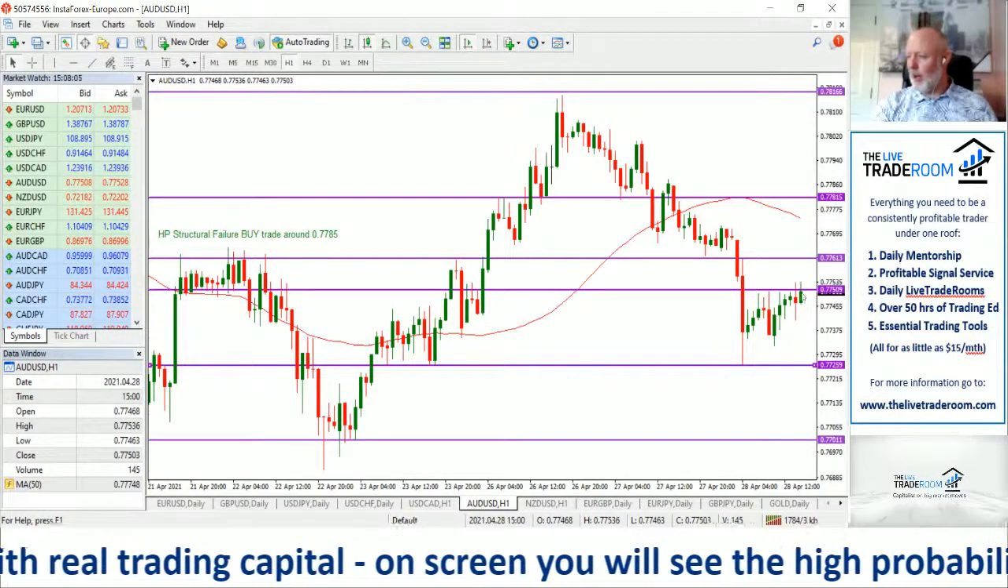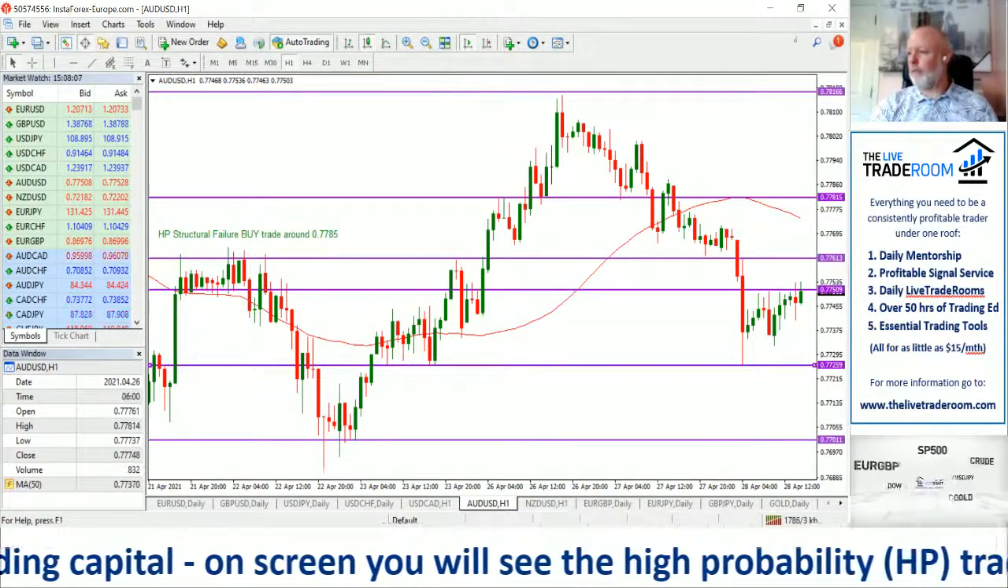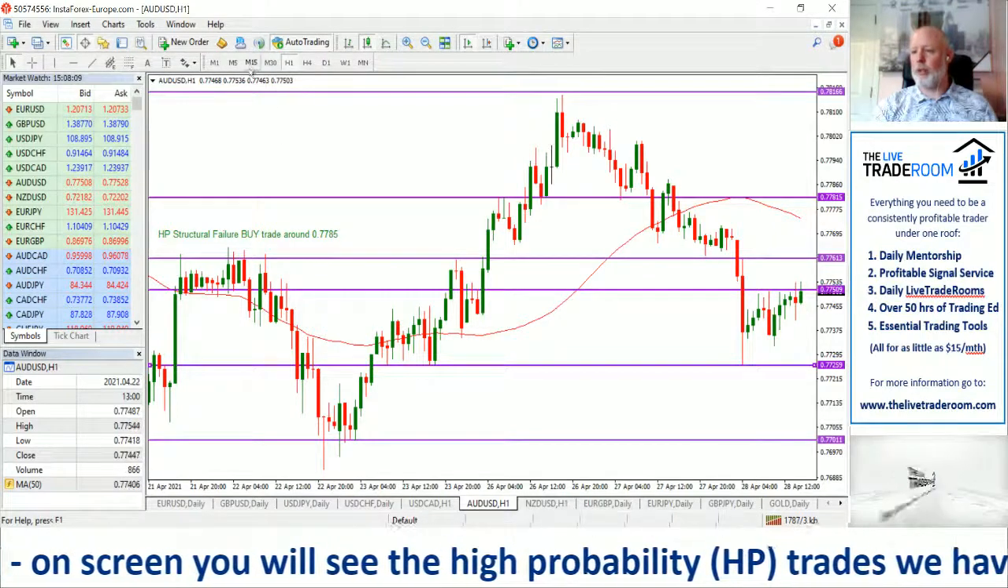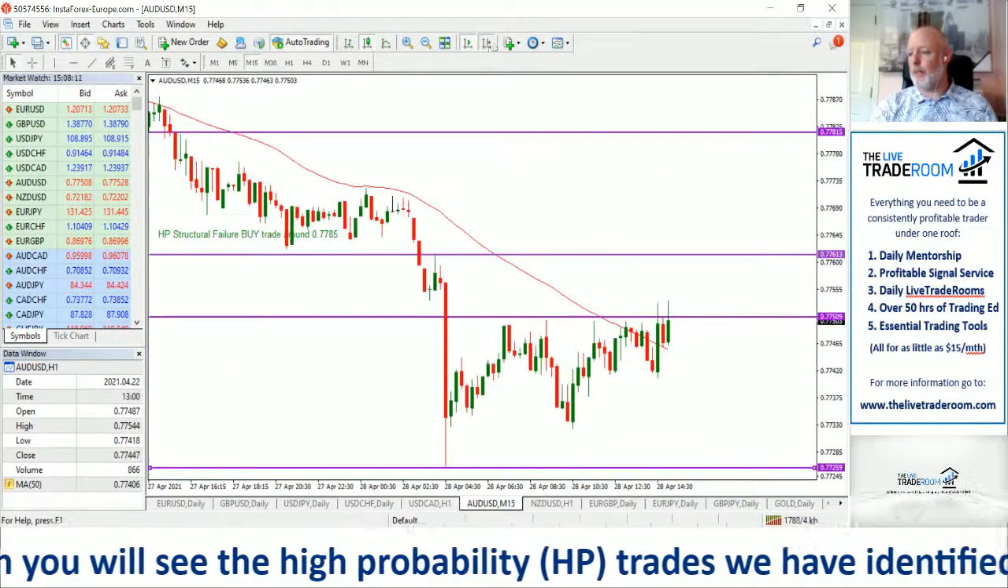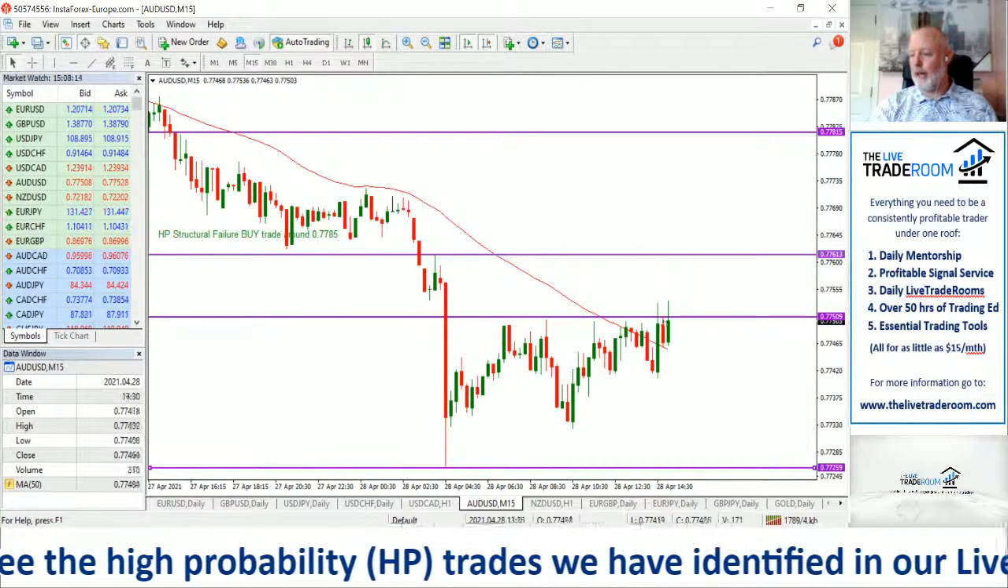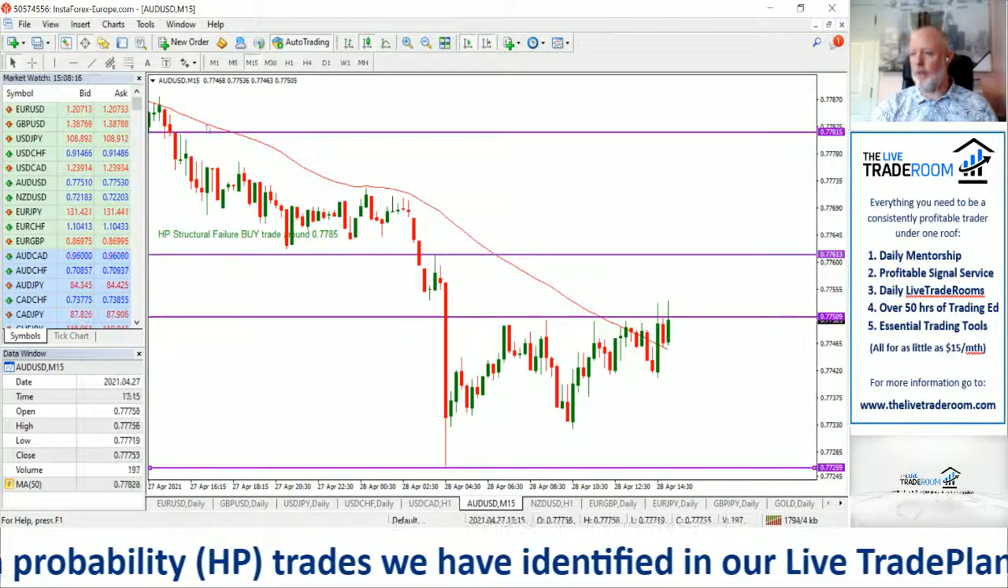So again, it's just pulling back off that high. Oh, sorry, this is on the hourly. Let's go into a bit of a smaller time frame. You can see even at the smaller time frames, it's reluctant to do so.